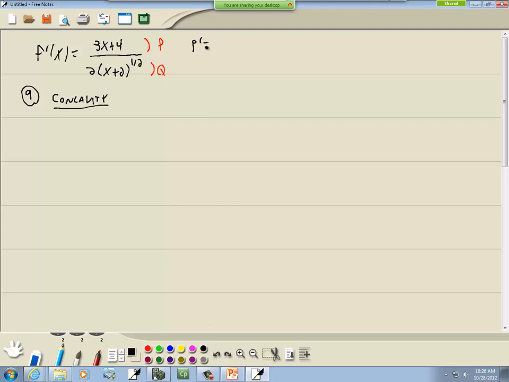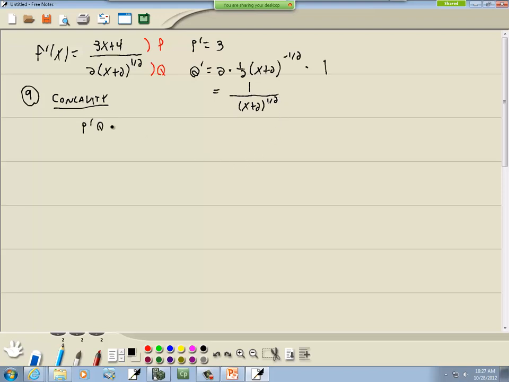P prime, derivative of 3x plus 4 is 3. Q prime, the derivative of this, 2 remains out there. This is the chain rule. We've got parentheses to a power. Take your power, put it out in front. What's inside the parentheses remains as is. Lower your power by 1, so it'll be negative 1/2, times the derivative of what's inside the parentheses, which would just be 1. 2 times 1/2 cancels. So this gives us 1 over x plus 2 to the 1/2.